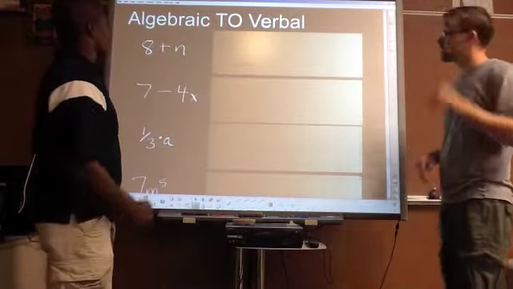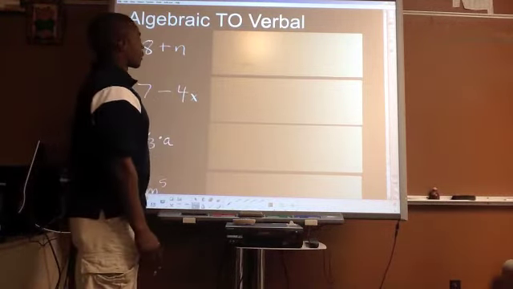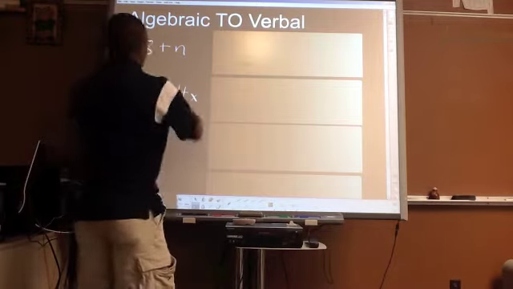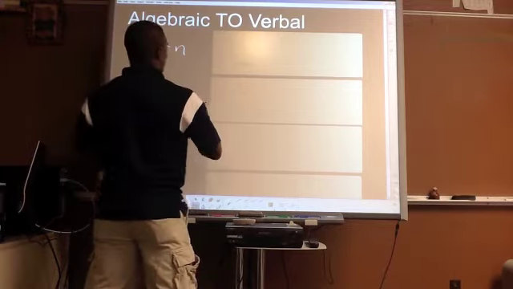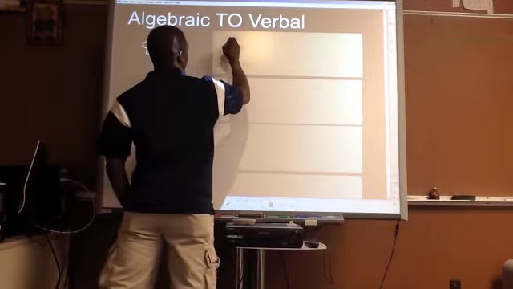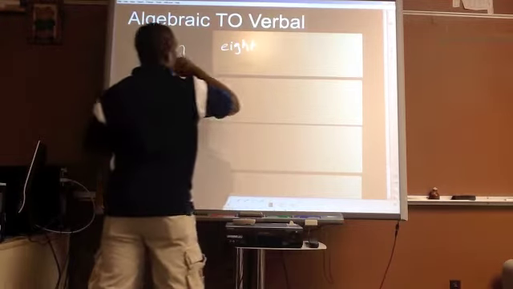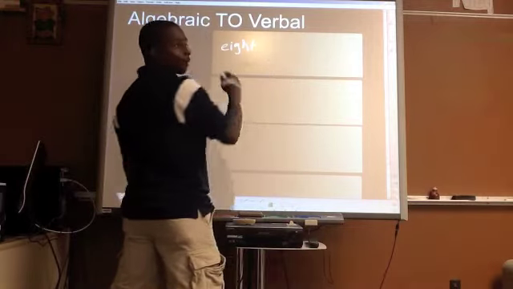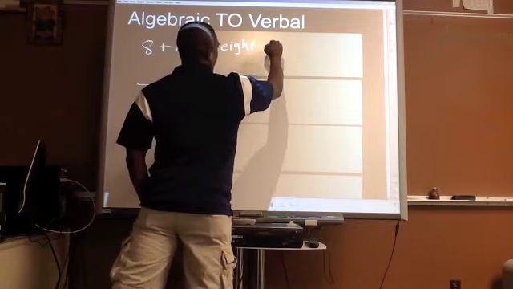Okay, now we're going to take these algebraic expressions and turn them into verbal expressions. So, let's look at this. We have 8 plus n. Now, that's pretty easy. I'm going to start with the number here. There's several ways we can do this, but I'm going to keep it as simple as possible right now. First one is just 8. I'm going to write 8.